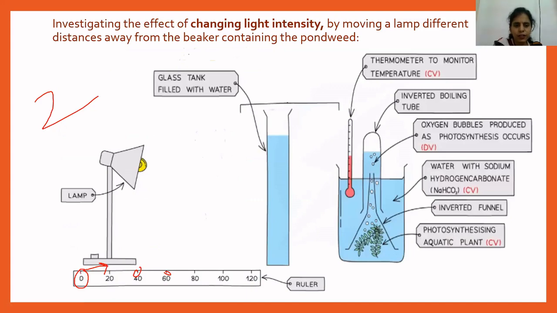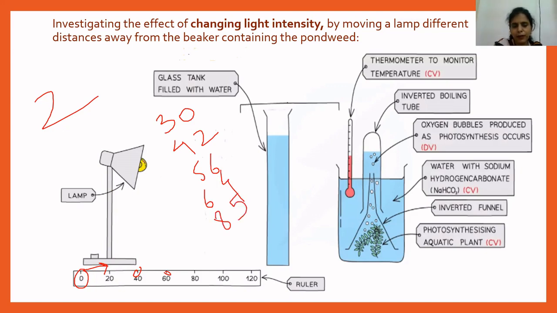You can see here when the table lamp is at 0 centimeter, maybe the number of bubbles produced was 30. Now when the table lamp was at 20 centimeter, the number of bubbles produced was 42. As it goes further, at 40 centimeter, maybe it was 56, at 60 centimeter it was 64, and at 80 centimeters it was 85, something like that.